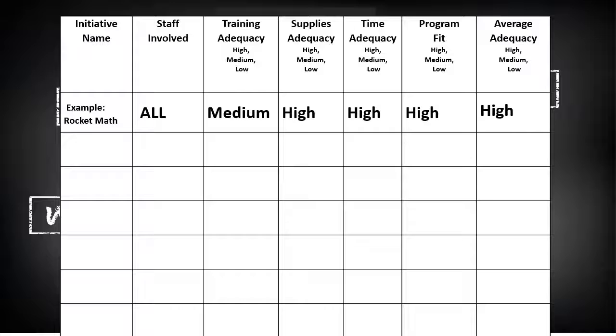With this checklist, the key data points we need are: is the staff adequately trained? In other words, did the staff actually have the training necessary to deliver or facilitate the initiative? Do staff have the supplies and materials they need to support the initiative? Is there adequate time for the initiative? In other words, are we trying to do too much in a short period of time, and that might be hindering the success of the initiative?